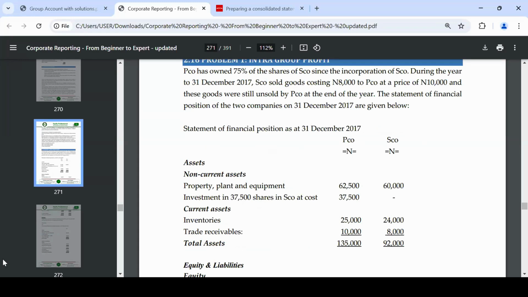How did we come about 2,000 naira in the first place? Very easy. If ESCO sold goods costing 8,000 naira for 10,000 naira, then they must have made a profit. This is an intra-group profit.